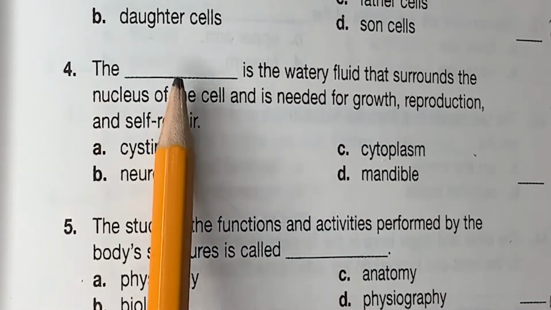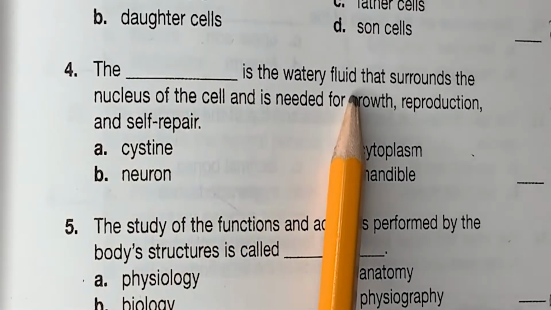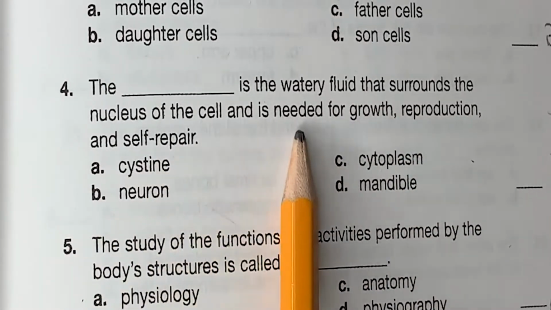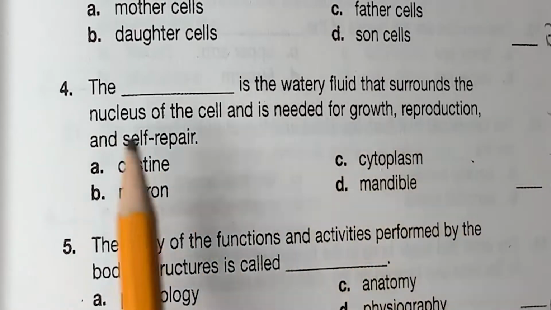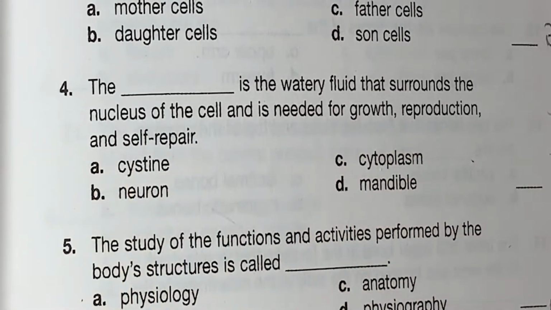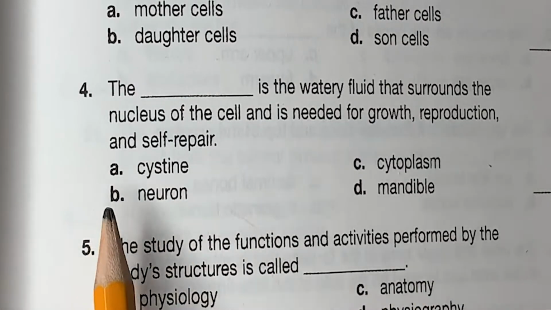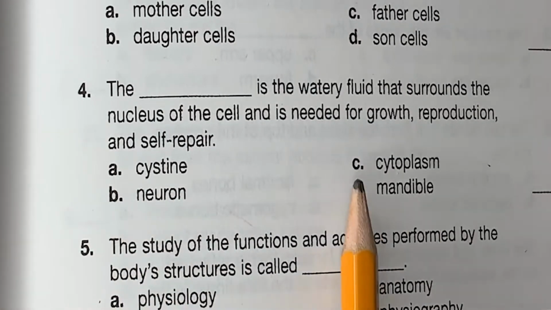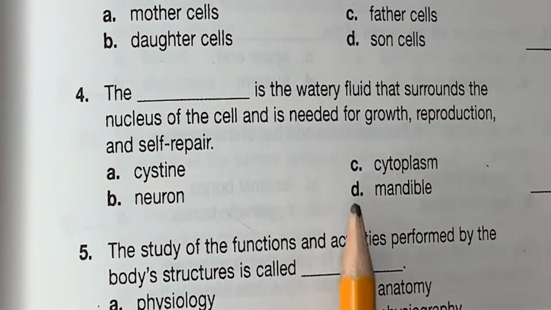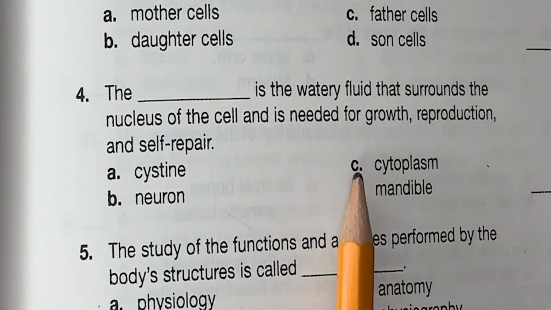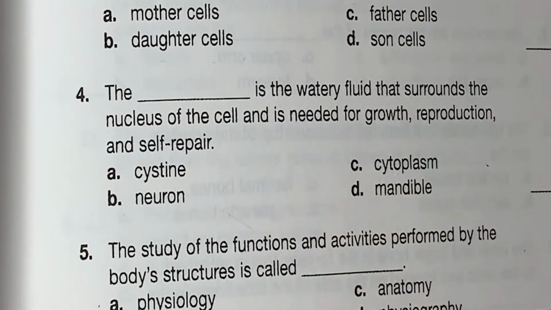Number 4, the blank is the watery fluid that surrounds the nucleus of the cell and is needed for growth, reproduction, and self-repair. Is it A, crystalline. B, neuron. C, cytoplasm. Or D, mandible? And your correct answer is C, cytoplasm.